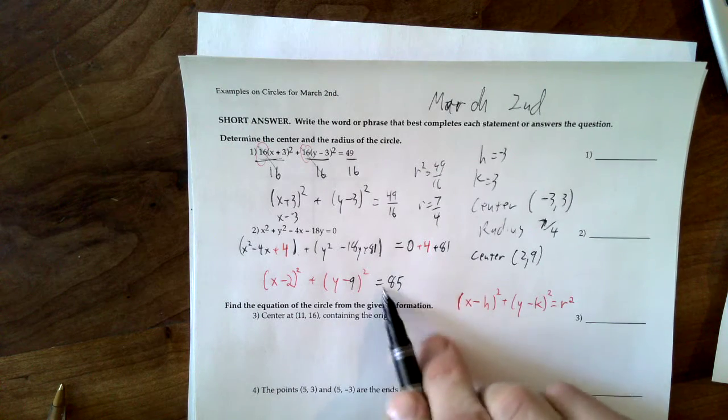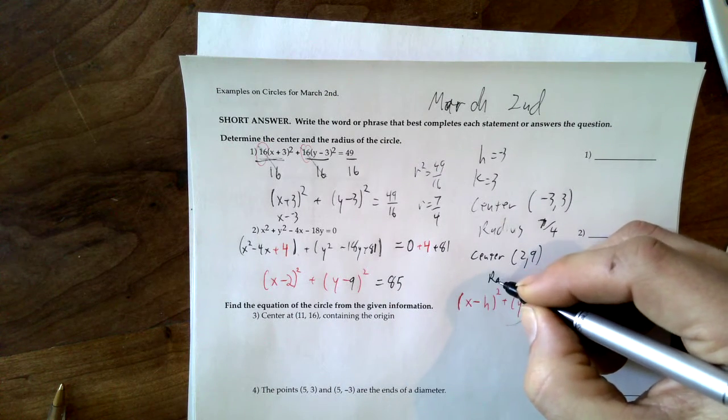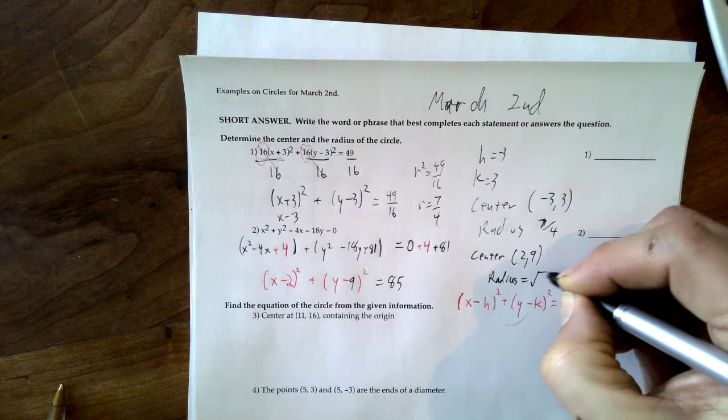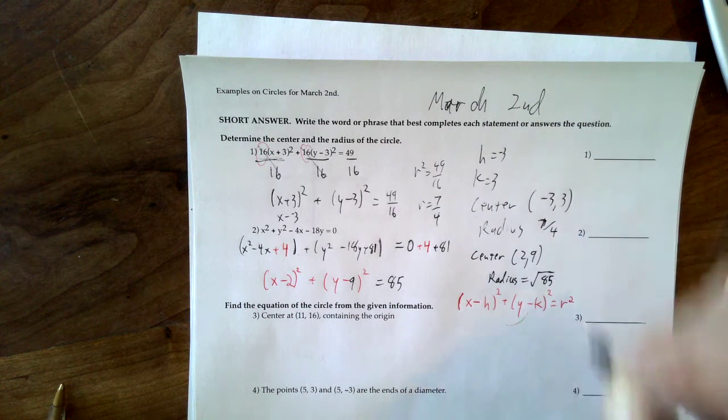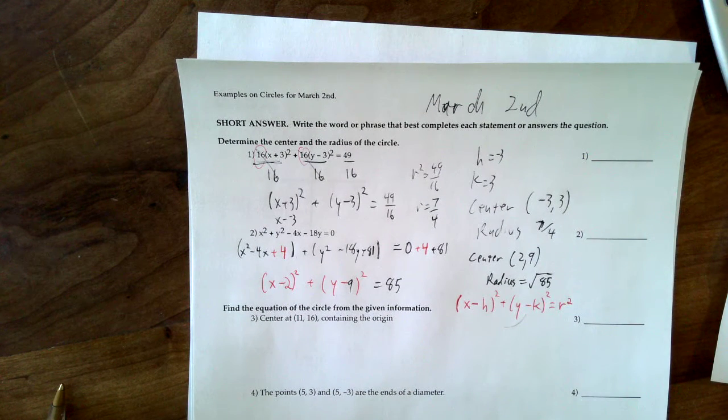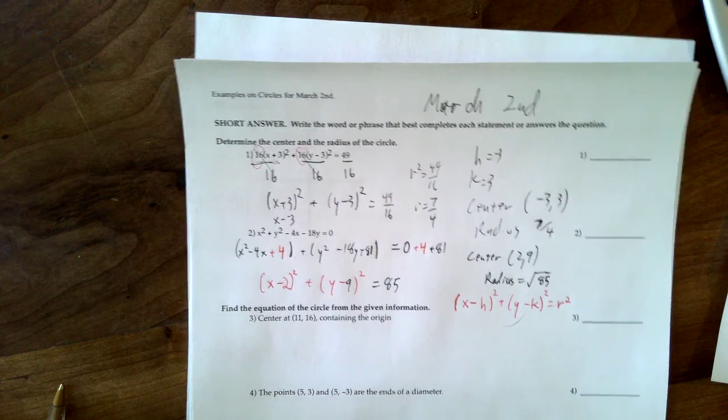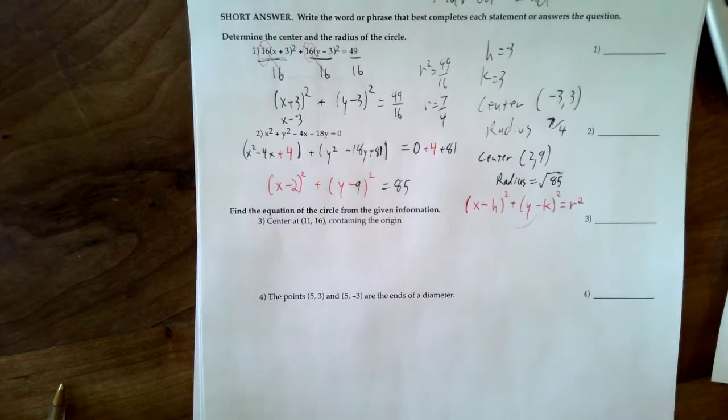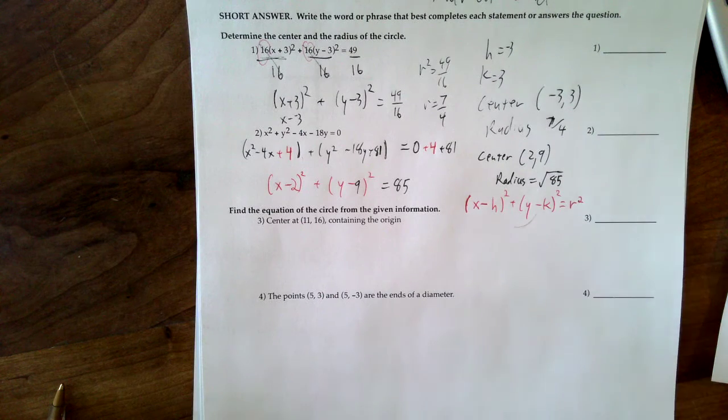And the radius squared is 85, so the radius is square root of 85. That's 9 point something. Didn't come out to a nice number here. The other direction's pretty simple. You got to understand it graphically, and then we can put it right into that form.